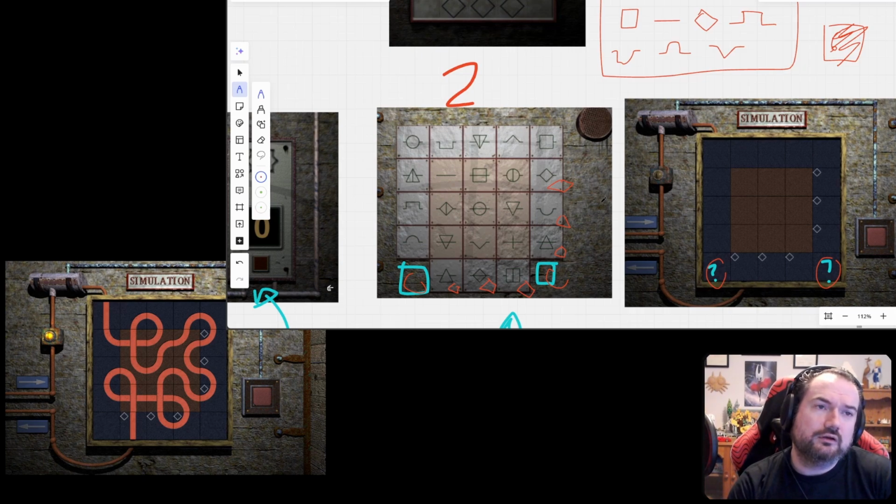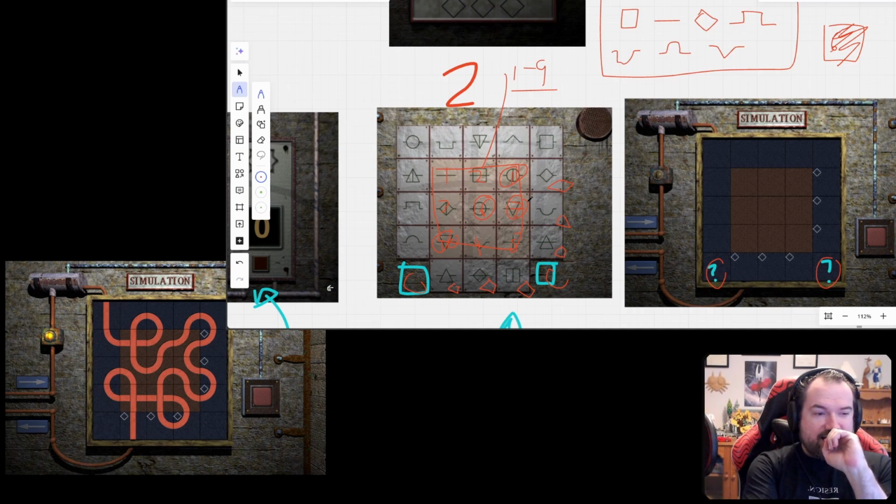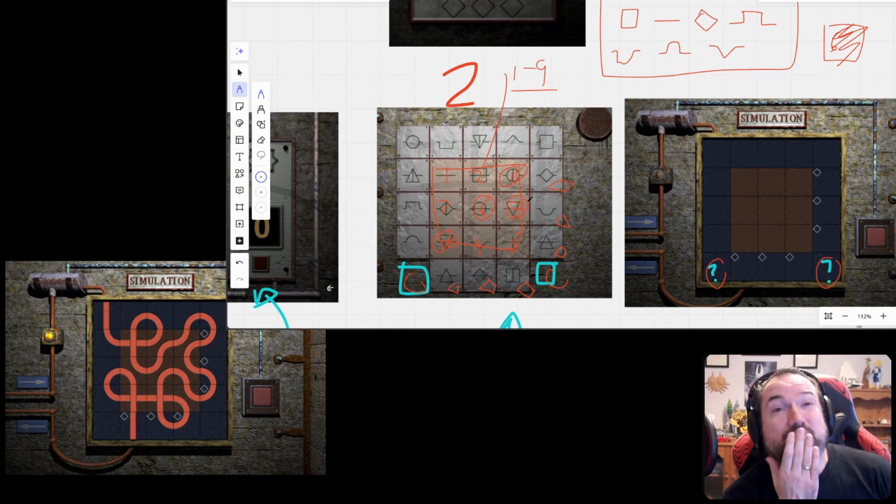So, trying to think. Well, if these were the digits 1 to 9, if you're in base 8, then you would get 2 repeating, wouldn't you? You'd have like 1, 2, 3, 4, 5, 6, 7, 10 and 11. So maybe we're counting in base 8.